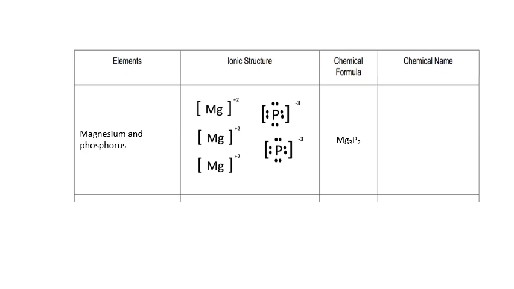So our chemical formula is going to be Mg3P2 because we have 1, 2, 3 magnesiums, so Mg3, and we have 2 phosphoruses. So our chemical name, again, remember metal always goes first, is magnesium phosphide.